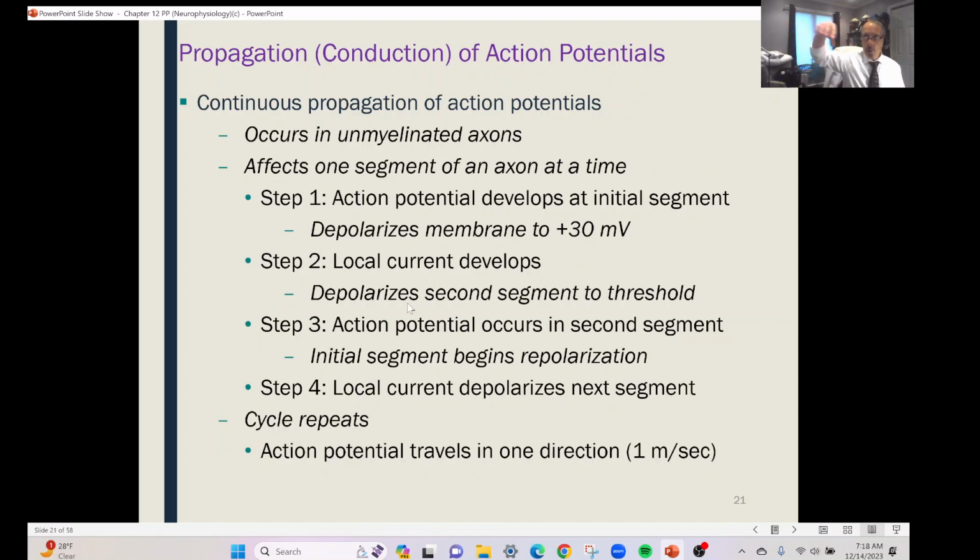As the action potential is traveling down, the first segment is going to be repolarizing, going back to normal, right? That's the downward curve. And the continuous conduction will spread all the way down the axon in this manner. The cycle just repeats itself. Roughly, continuous conduction is about 1 meter per second. Okay, so figure about 3 feet per second. That's how fast it's moving.